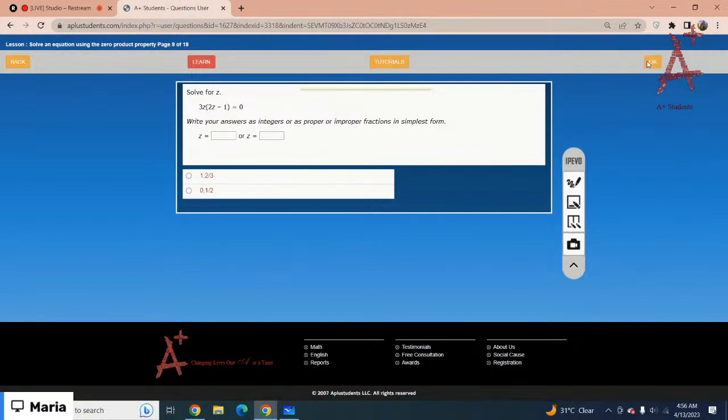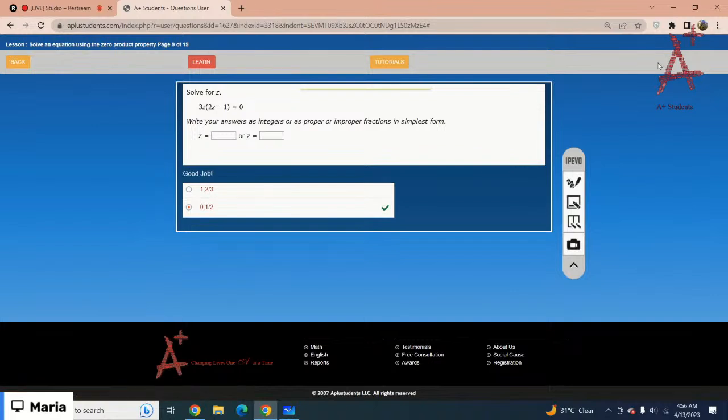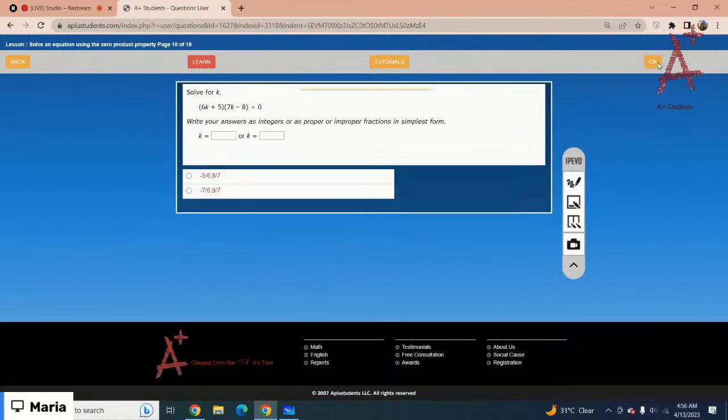Okay, solve for z. 3z times 2z minus 1 equals 0. So which is the correct option? It would be option number 2, 0 and 1 over 2. Got it? Okay, 6k plus 5 times 7k minus 8 equals 0. So which is the correct option?